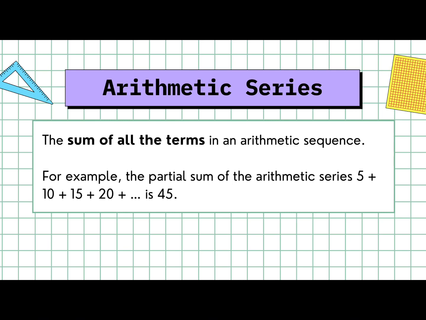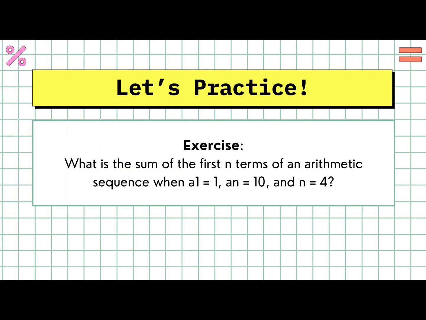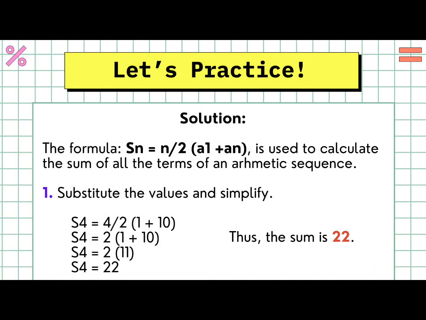Arithmetic series is the sum of all the terms in an arithmetic sequence. Let's try to solve this exercise. To find the sum of an arithmetic sequence, we will use the formula s sub n is equal to n over 2 multiplied by a sub 1 plus a sub n. Now, to solve this problem, we are already given the corresponding values to the variables. Therefore, we just need to substitute the values into the formula. And there we got 22 as the final answer.